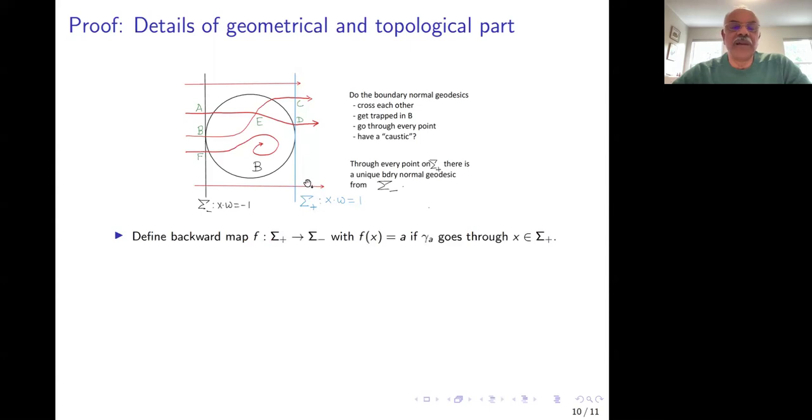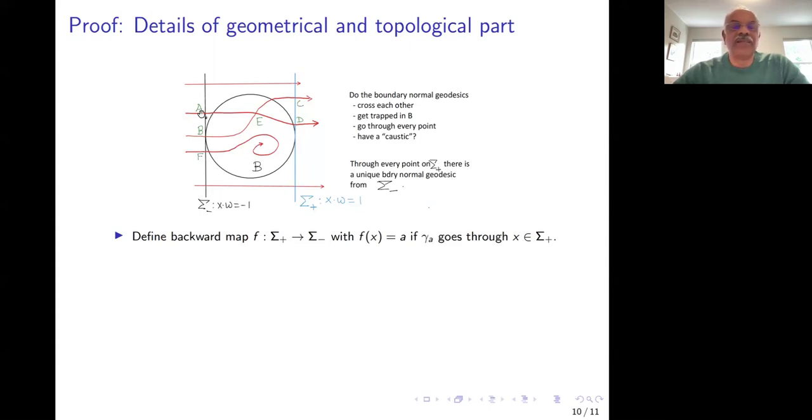So this allows us to define a backward map, a map from sigma plus to sigma minus. I'm trying to show that there are no trapped rays, that everything will leave. So you define this backward map: through every point of sigma plus, there is a boundary normal geodesic that reaches sigma minus. So you can define the map, it sends x on sigma plus to the place where it started, like D will go to A, C will go to B, and this point will go to that. So we're defining this backward map F. We trace it back to where it started from.